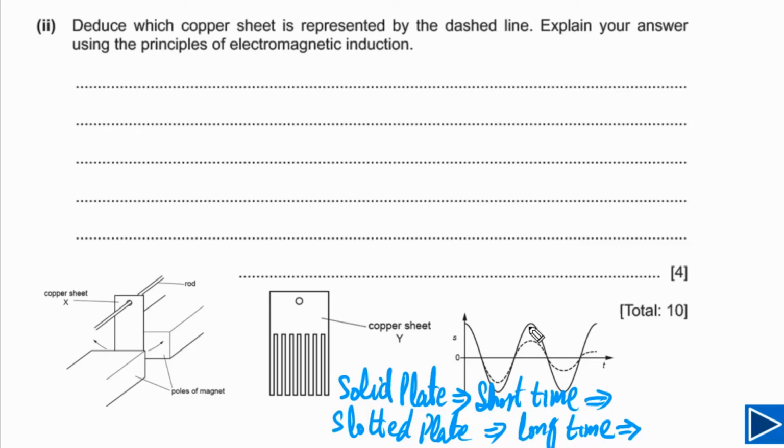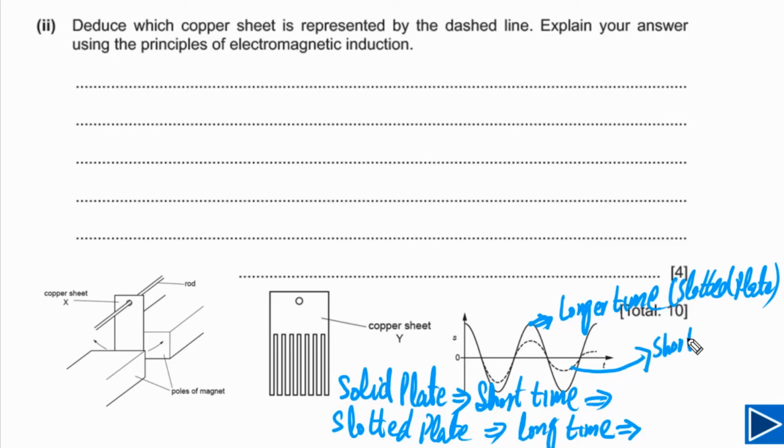If you look first at the solid curve, this curve, the amplitude of this one is not decreasing with time, so it simply means this will take longer time to stop. Longer time to stop means that this one is the slotted plate. If you look at the dashed line, the time taken is short because its amplitude is decreasing with time.